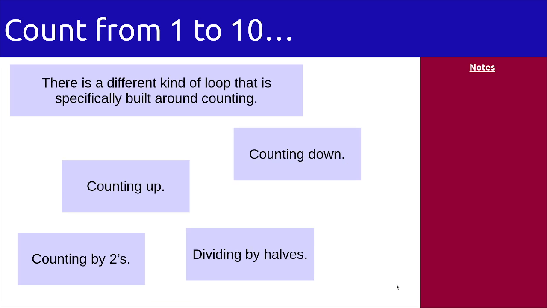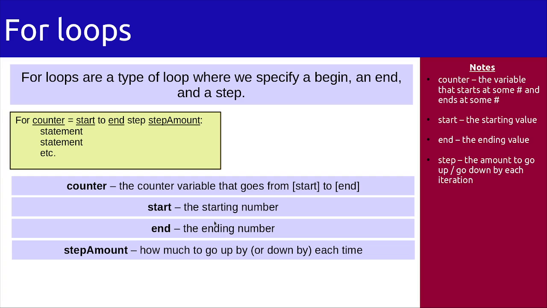So we're going to use a different kind of loop that is specifically built around counting and makes it much harder to give us an infinite loop. We could do counting up, counting down, counting by twos, dividing by halves. For loops. So the way for loops work is we have a counter variable that we specify, we tell it a start and an end, and we tell it a step amount, how much to increment each time or how much to decrement each time. Do we add 1 every time? 1, 2, 3, 4. Do we add 2? 1, 3, 5, 7, and so on.